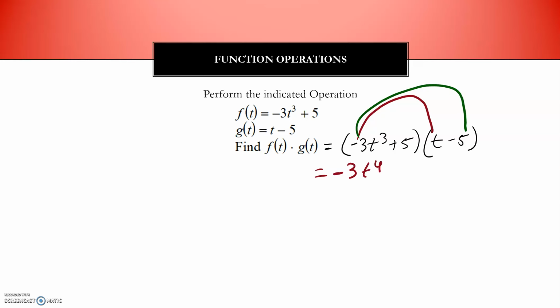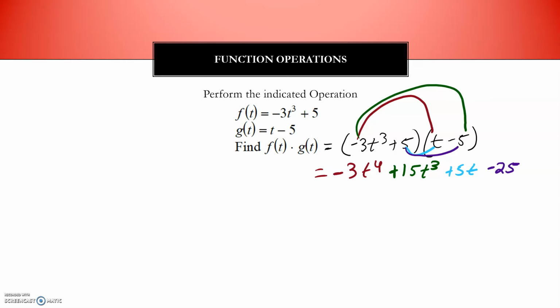Negative 3t to the third times negative 5 is positive 15t to the third. 5 times t is 5t. And then 5 times negative 5 is negative 25. No like terms, that's my answer. All right? And pretty much that's what you're doing, different versions of that the whole time.